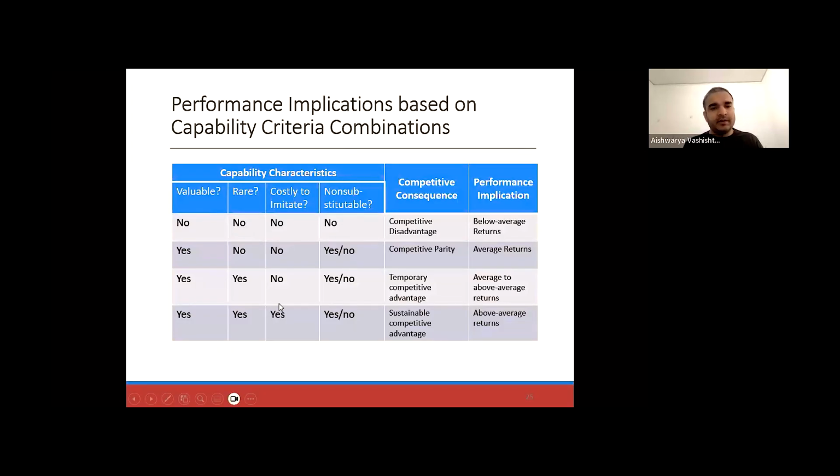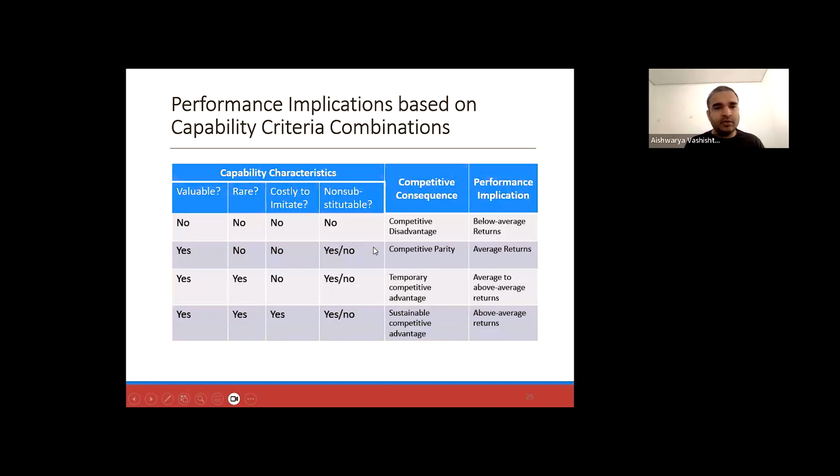And if you do not have all the four conditions for core competence, like valuable, rare, costly to imitate, and non-substitutable, then your competitive consequence would be temporary competitive advantage. For example, your capability is valuable, rare, costly to imitate, but it's not exactly non-substitutable. Then sooner or later it will be replaced. So you will have competitive advantage, but for a short time.